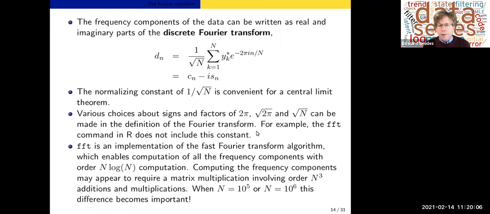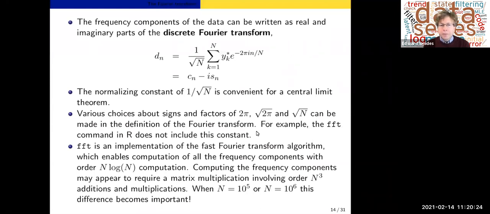So you have to be a little bit careful about these. They're just constants in some sense. They don't really make any difference. But of course, to get your numerics right, you do need to pay attention to the constants, even if they're conceptually not so important.